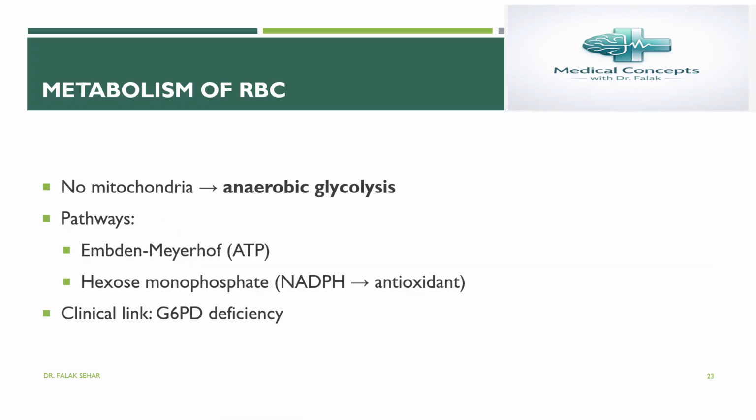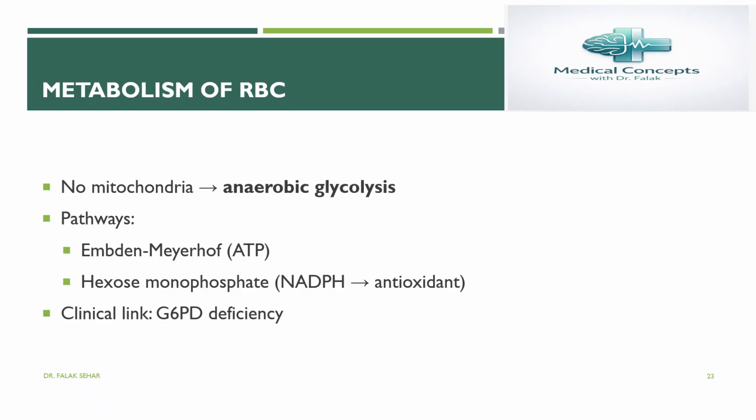Now coming to the metabolism of red blood cells. Red blood cells lack mitochondria, so they cannot perform aerobic metabolism. As a result, they rely entirely on anaerobic glycolysis for their energy needs. The main path is the Embden-Meyerhof pathway, which generates ATP. This ATP is essential for maintaining membrane integrity, ion balance, and overall cell survival.